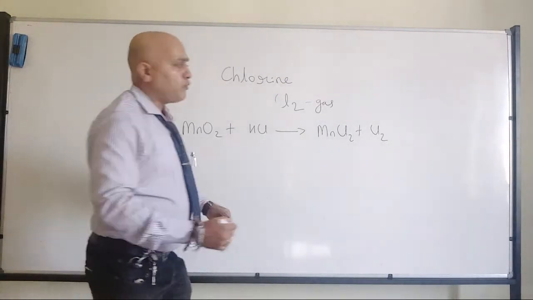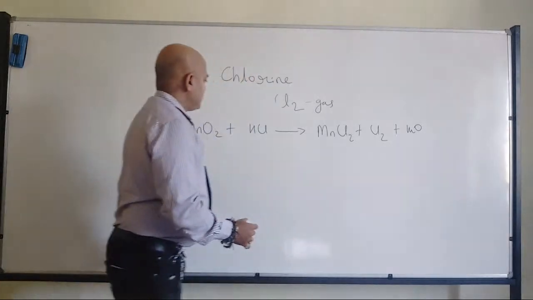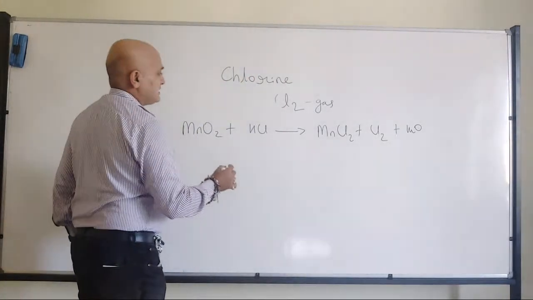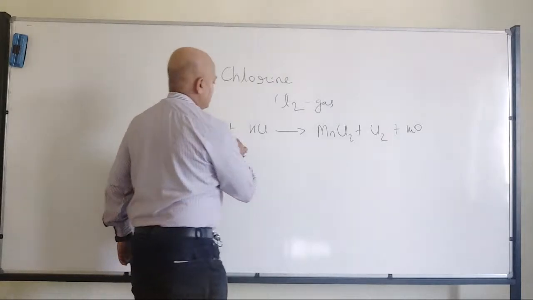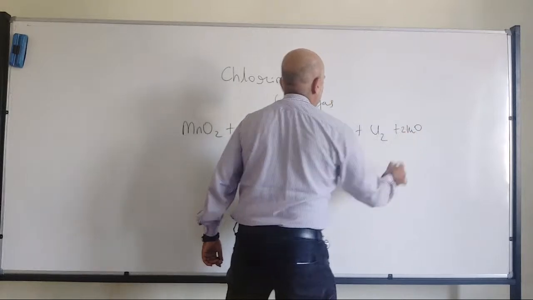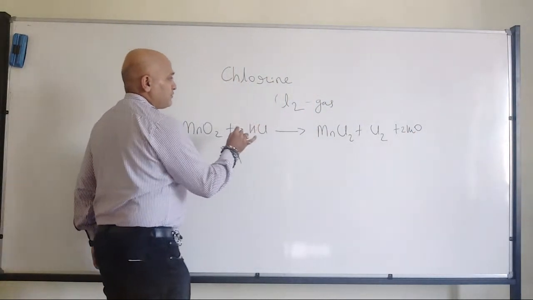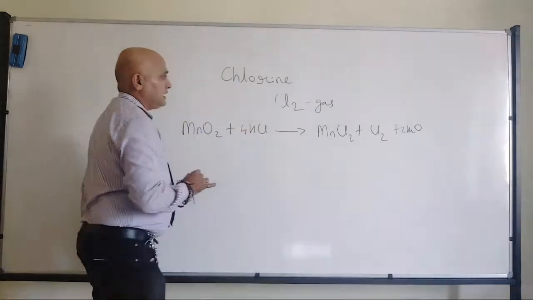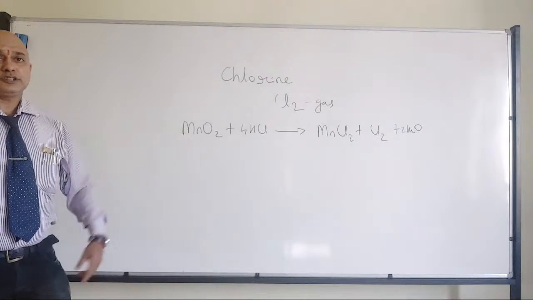It should be water. Another product should be water. So that's where we have to balance the equation, right? So now manganese is fine. Now when it comes to oxygen, there it is 1. I will make it 2 for the time being. Now 2 2s are 4, so I will make it 4. I think it is balanced. So that's where we have the reaction.